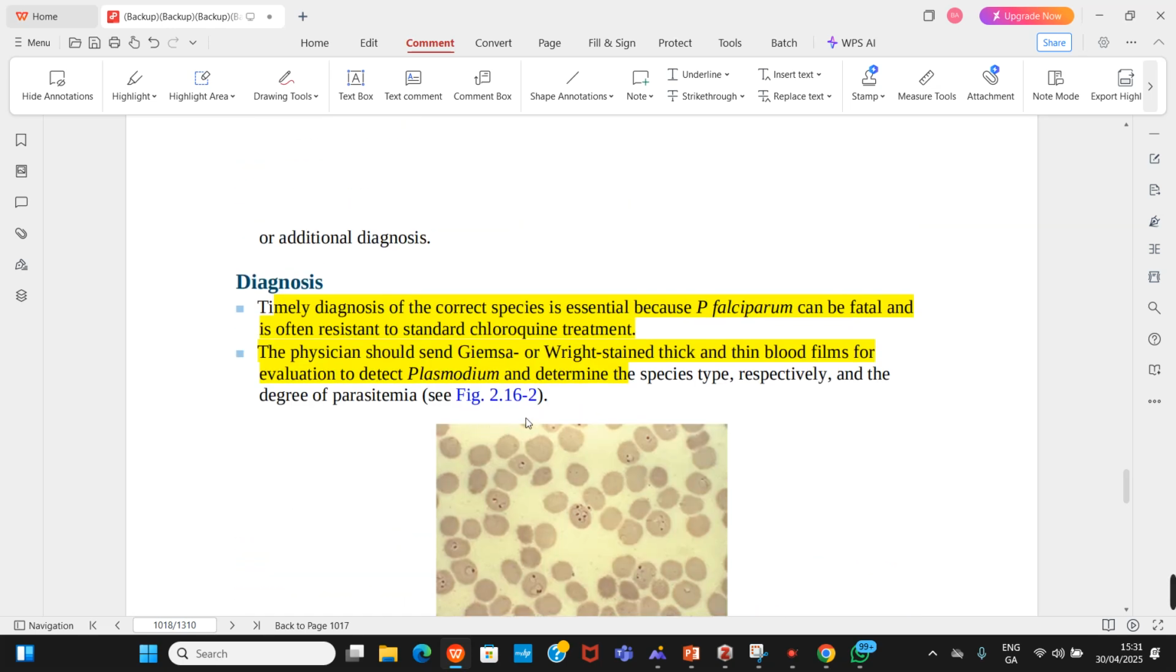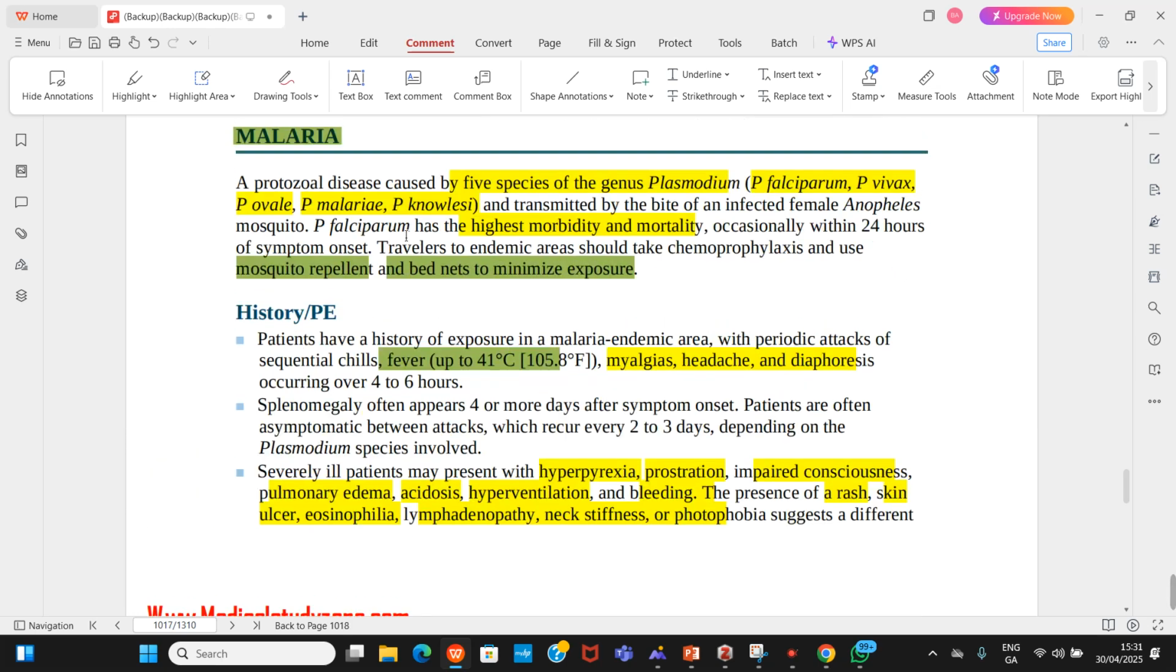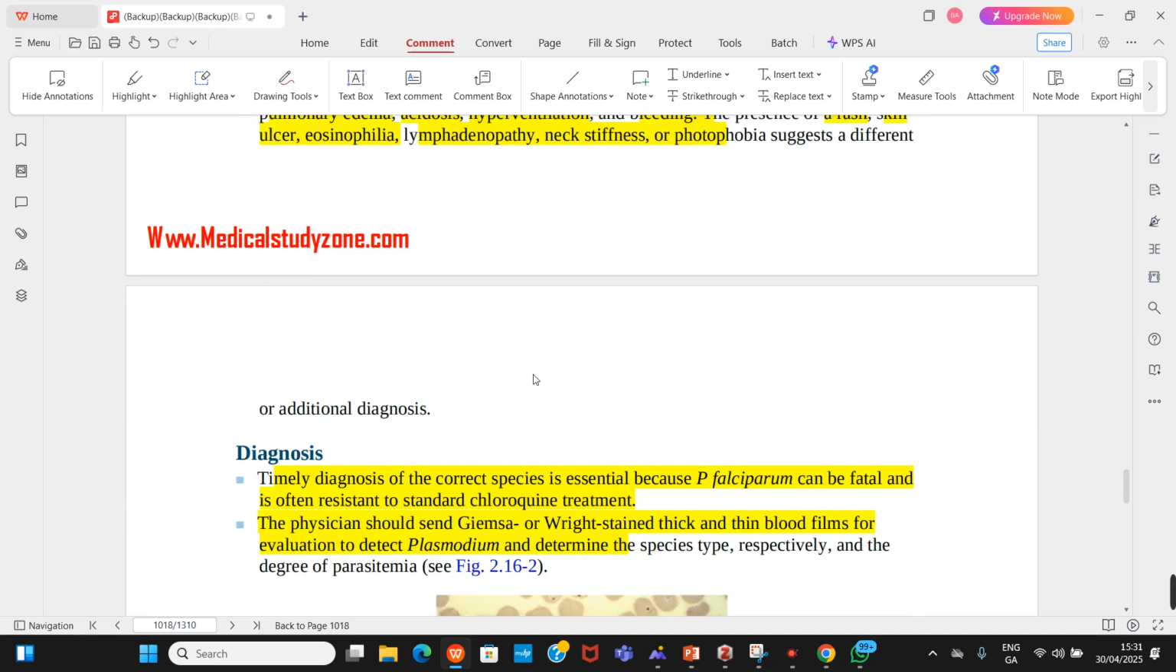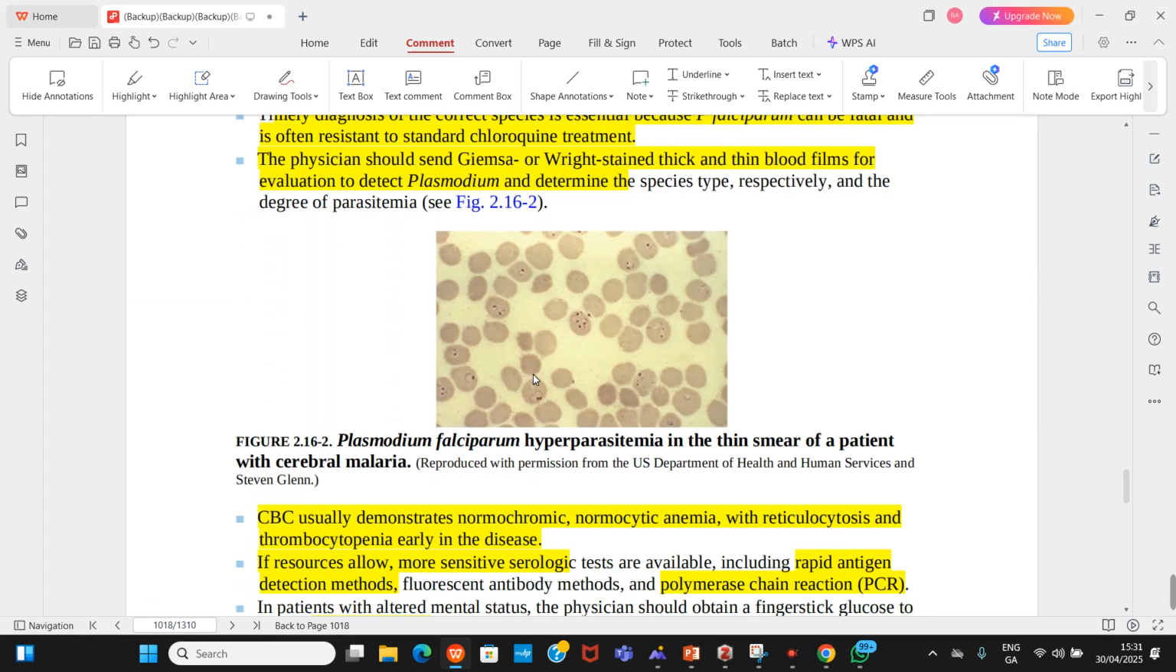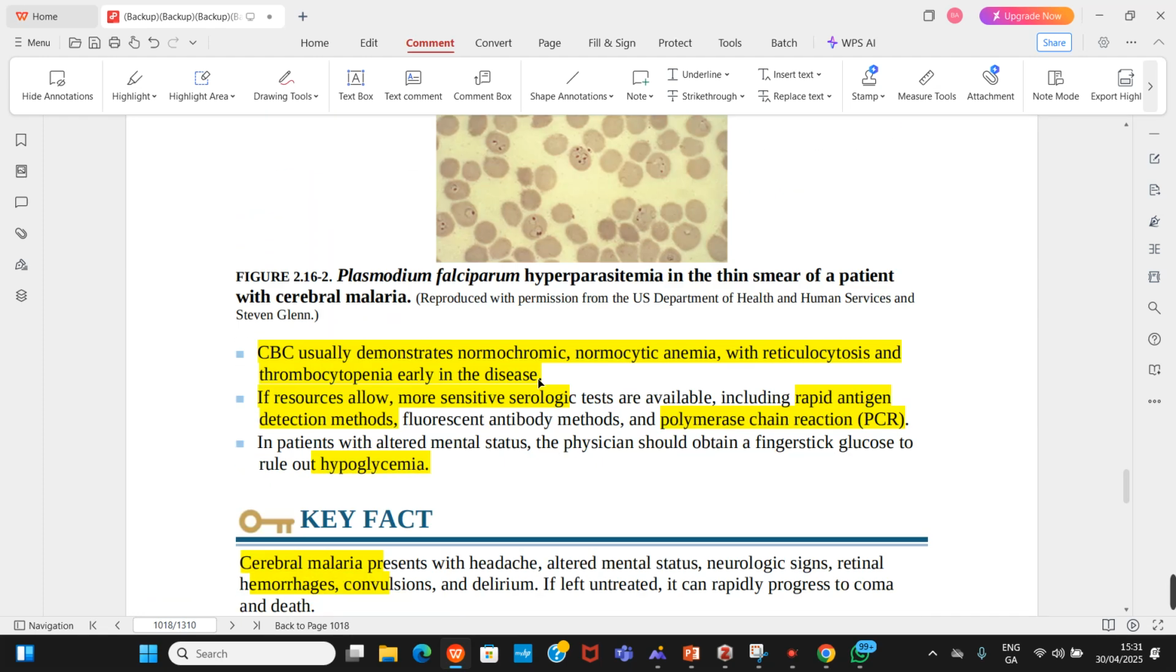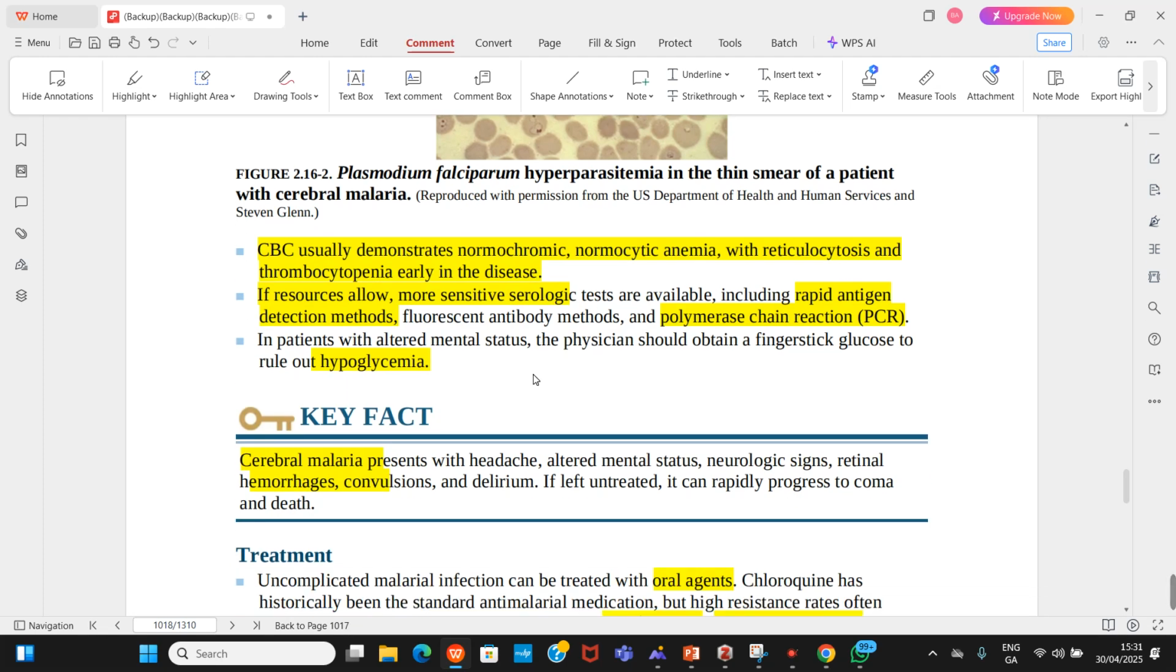Am I dealing with Plasmodium falciparum? Am I dealing with vivax, ovale, or malariae? So the thin film is going to tell us that. If you order additional tests, because of course they can be bleeding, they're having hemolysis, you have to order a CBC. There's going to be normocytic normochromic anemia with reticulocytosis because of the hemolysis. And sometimes if we have good resources, we might need to do serology.